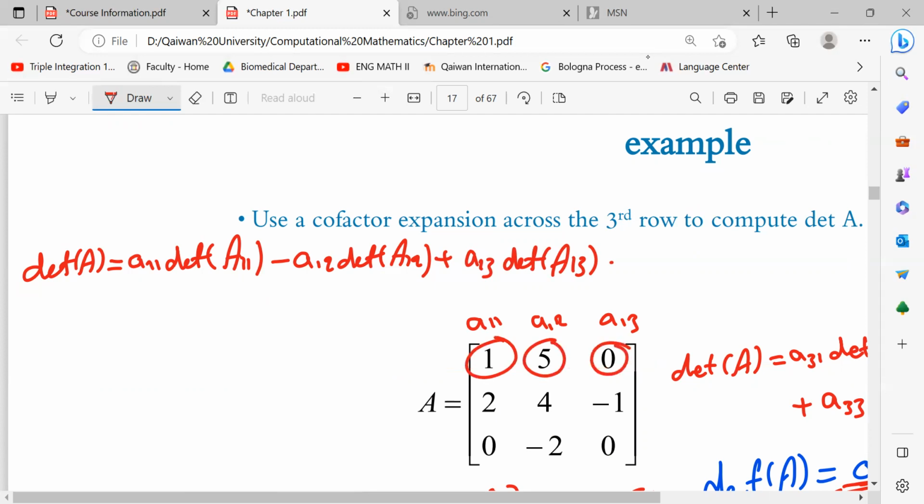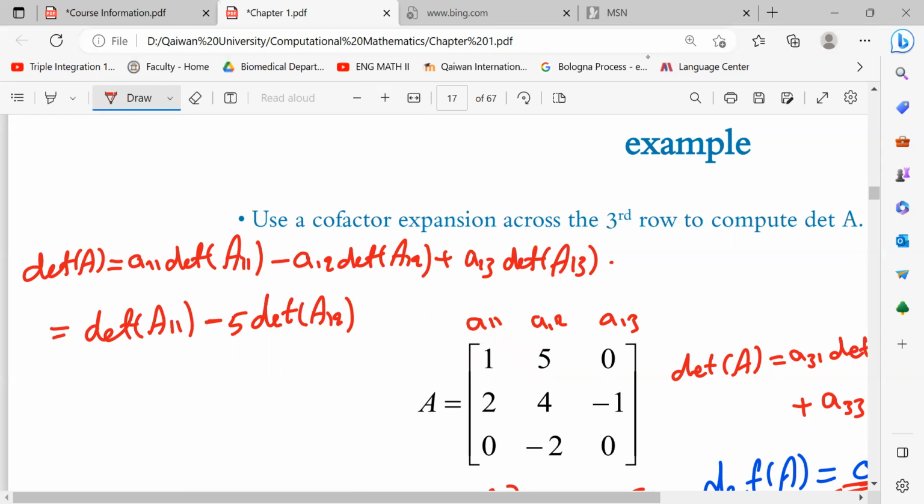This equals, A11 is 1, so we don't need to write it down. It is still the determinant of A11. Then minus. A12 is 5, so it's 5 times the determinant of A12. And A13 is 0, so you don't need to write that here. It's plus 0, we don't need to write this down. That's it. Now, how many submatrices should we find? 2, which are A11 and A12.